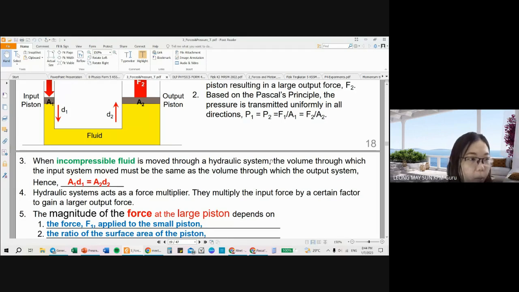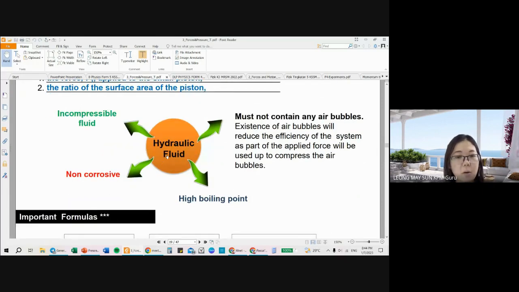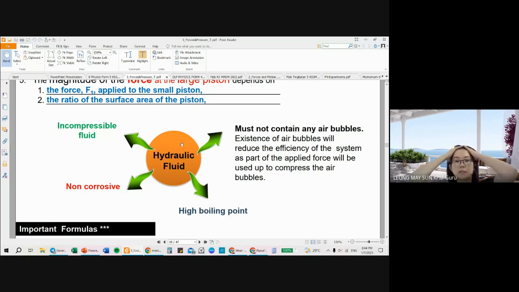And that's the reason why usually for cars or those chairs that you can lift up and down, they use oil, because oil is incompressible. And then the volume throughout the input system must be the same. This one I mentioned already previously. Okay, hydraulic fluid. So these are the four characteristics of hydraulic fluid. I'm going to explain this to you first, then only you all copy down.